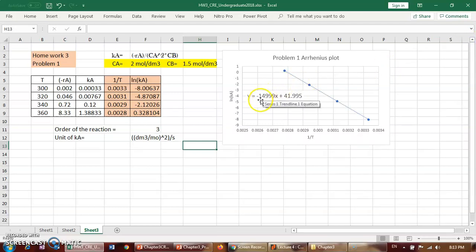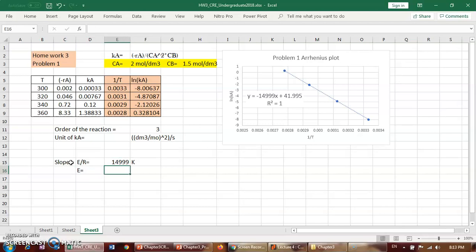You can see the fit line is -14999x plus 41.995, and we know from our knowledge that the slope is -E by R and the intercept is ln A, right? So the slope equals -E by R, or if you want to write down E by R, as I cancel the minus, it becomes a plus 14999. So that is our E by R, and the unit of E by R should be Kelvin, the temperature unit, right?